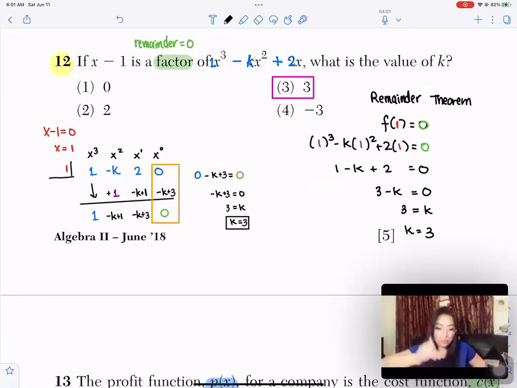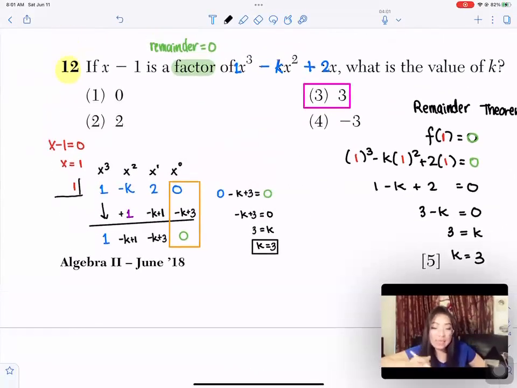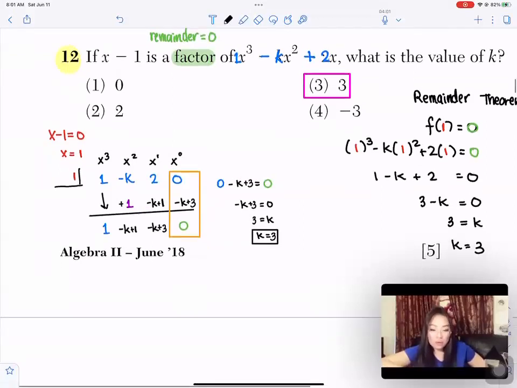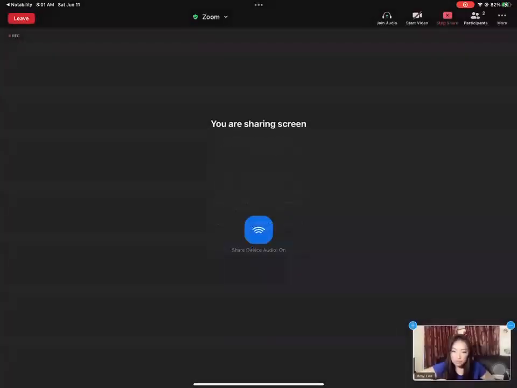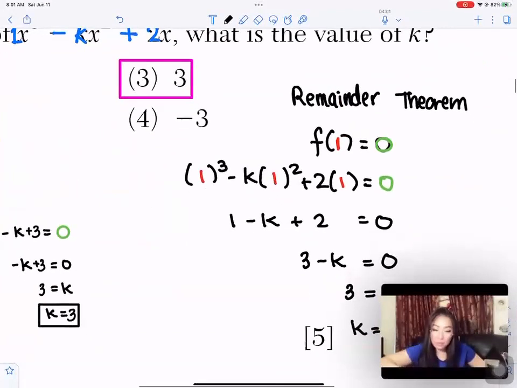But anyways, you bring down the 1. 1 times 1 is 1. Negative k plus 1 is negative k plus 1. You multiply it by 1, and then it's negative k plus 1 plus 2, which is negative k plus 3. You multiply it by 1, and it's negative k plus 3. Now, the remainder has to equal 0 because it says that it is a factor. So the remainder has to be 0. So when you solve, k is equal to 3. Okay.